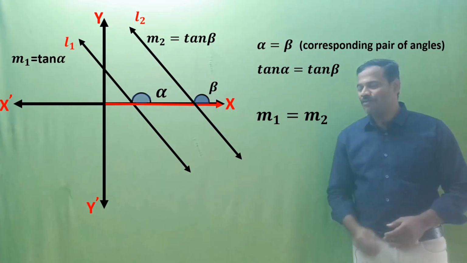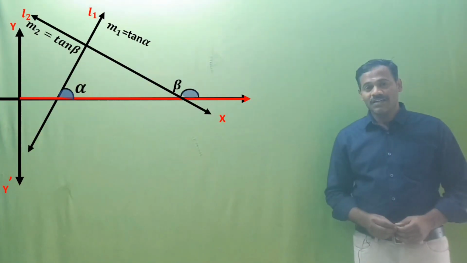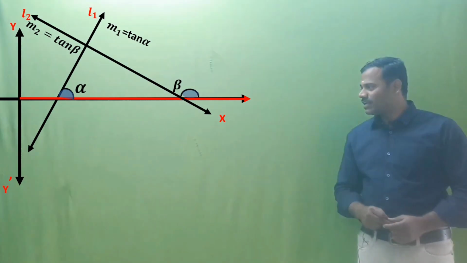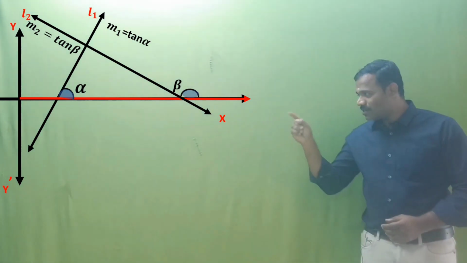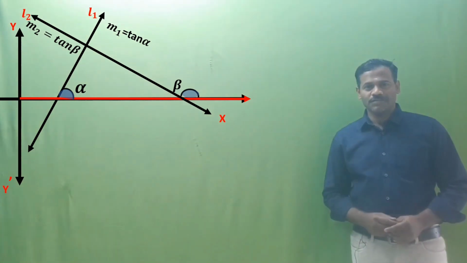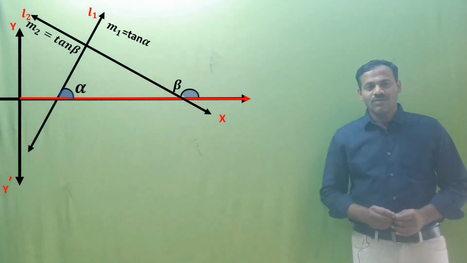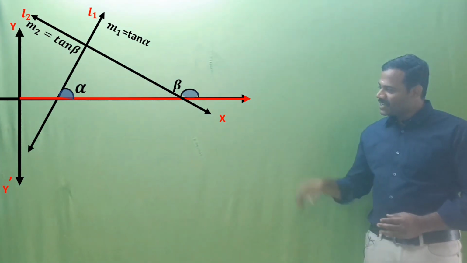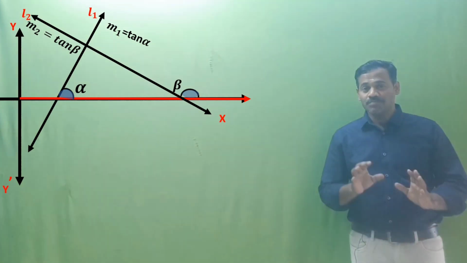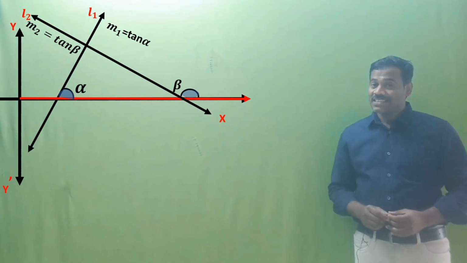Now moving to the slope of perpendicular lines. So in this coordinate system, let us assume two non-vertical lines, that is L1 and L2, and these two lines are perpendicular to each other. If the inclination of the first line is alpha, then what about the slope of the first line? Yes, it is tan alpha. If the inclination of the second line is beta, then the slope of the second line is tan beta.